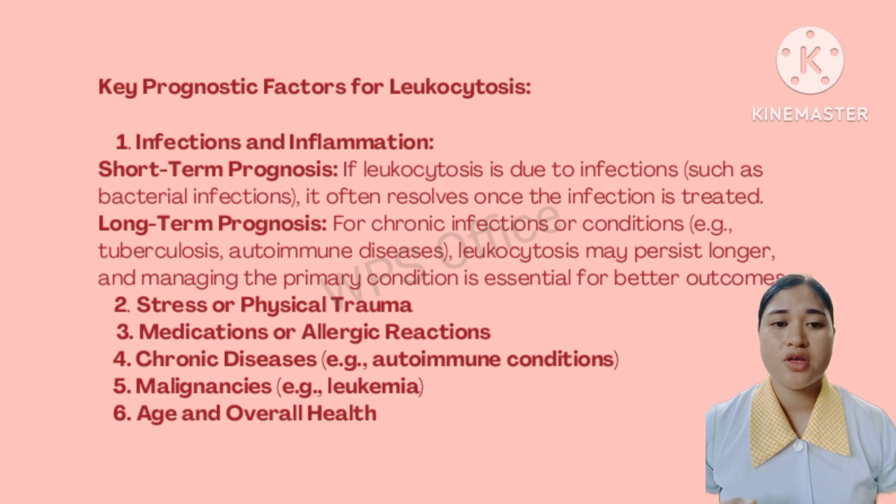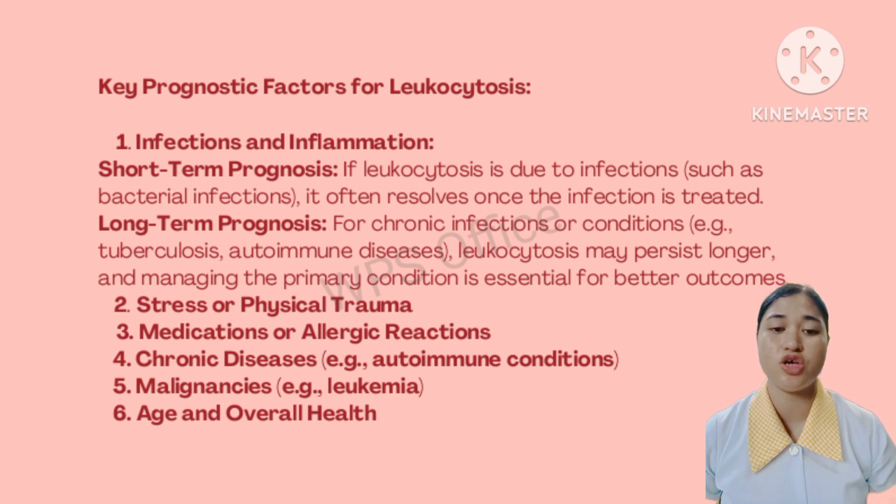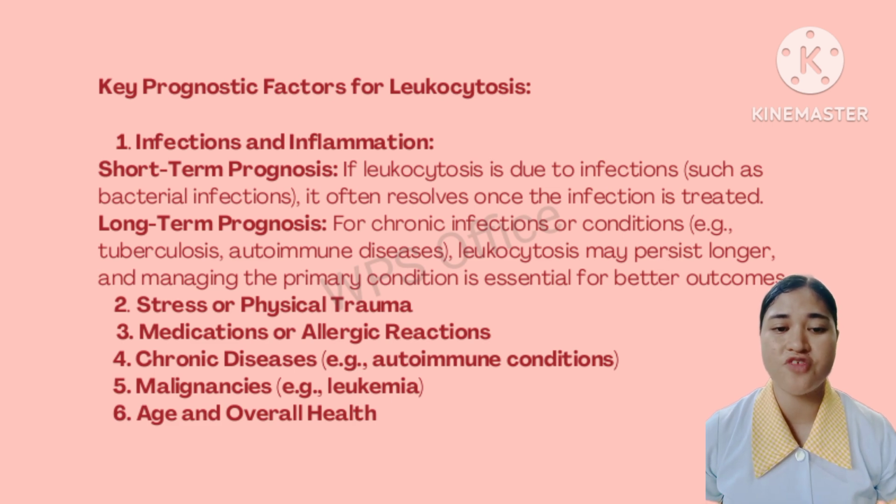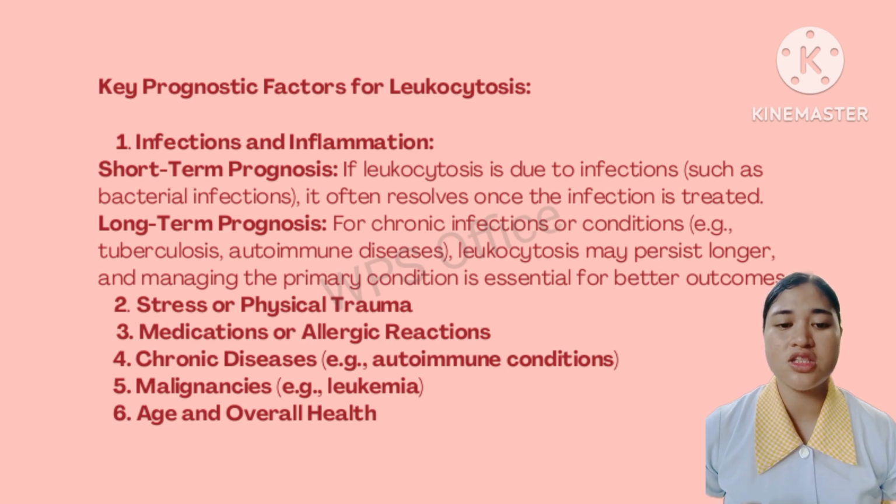Leukocytosis due to chronic diseases requires ongoing management of the underlying disease. Prognosis depends on the condition's progression and response to treatment. Number 5 is the malignancies, example, leukemia. Leukocytosis caused by blood cancers or malignancies varies widely. In such cases, the white cell count can be extremely high, and prognosis depends on the type, stage, and treatment of the cancer. Early detection and treatment often improve outcome.